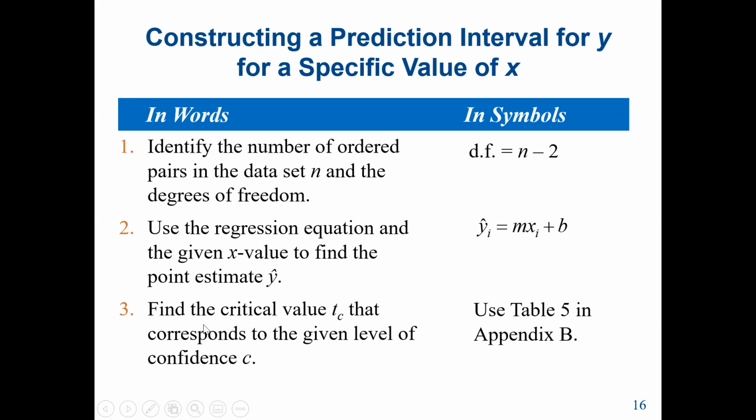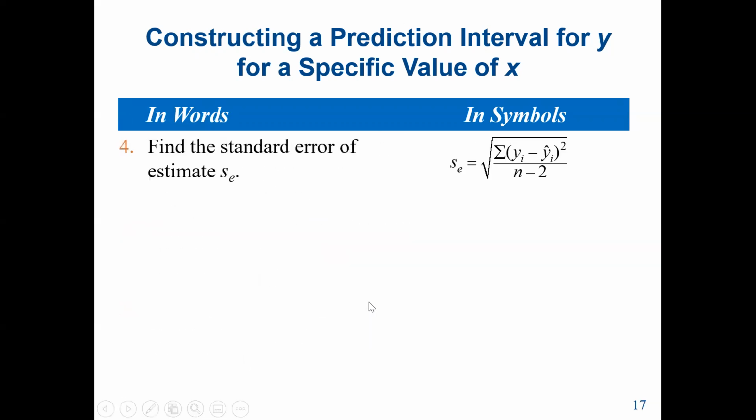After that, we're going to use Table 5 in our textbook, Appendix B, which is again the t table, to find the critical value t_c that corresponds to the given level of confidence c. Again, we haven't covered this concept yet. When we start hypothesis testing, t-testing, we may discuss this in more detail.